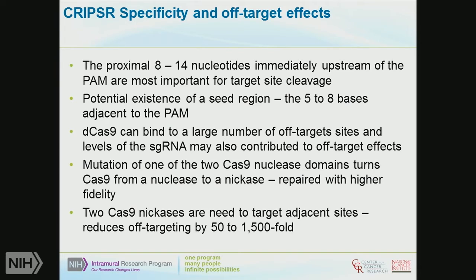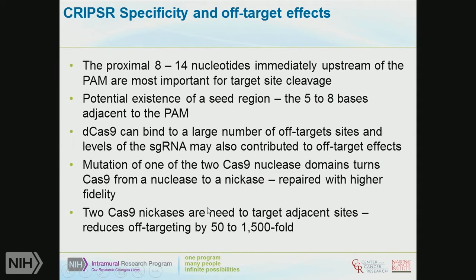But it's clearly been seen that if you take dead Cas9, it will bind in lots and lots of places. So it can cut in a lot of places. And if you are using very high levels, particularly of the sgRNA, this could give you off-target effects. This is going to get worked out over the next 6 months to a year, but it is something that everyone has to be really careful of.